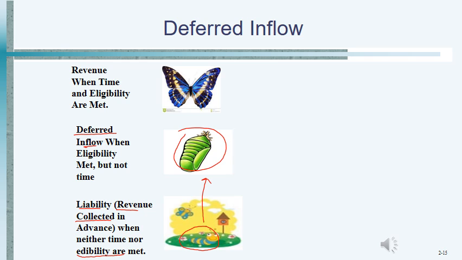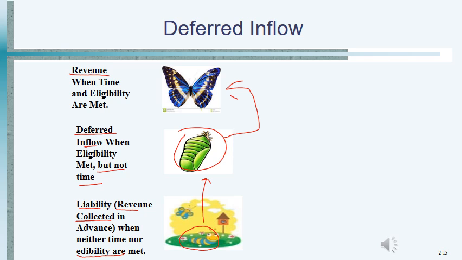And then as we meet the time requirements, let's say as that grant is now being used over that 3-year period that we talked about in our little example, we go from our cocoon to a butterfly. Now we are a revenue. Okay, so when we haven't met eligibility, we're still a liability. As we meet eligibility, but we still have a time requirement that we have to meet, we go to a deferred inflow, and then when we have met both eligibility and time, we go to a revenue and we become the revenue butterfly.